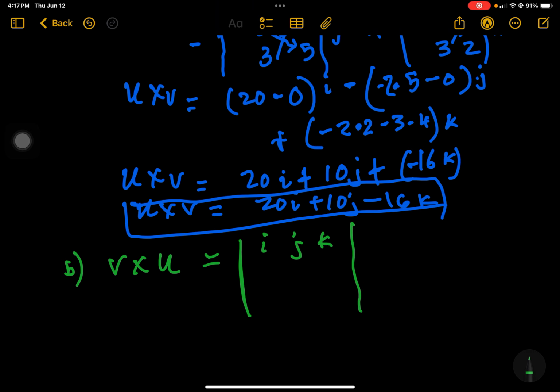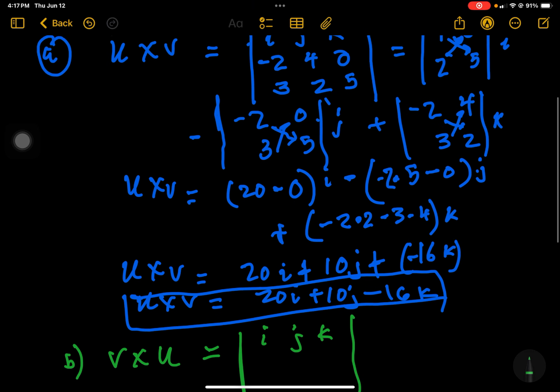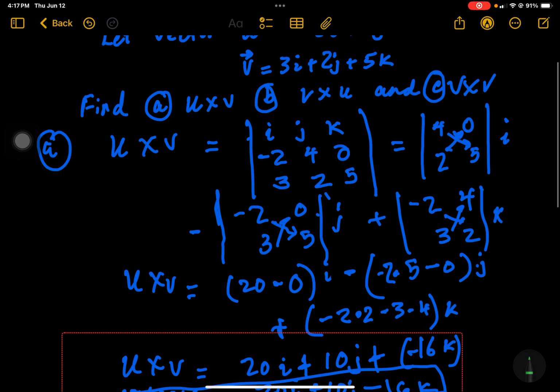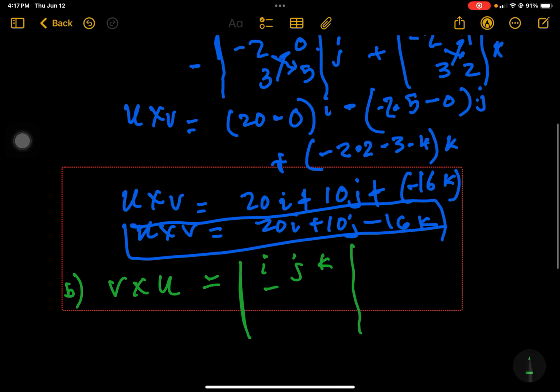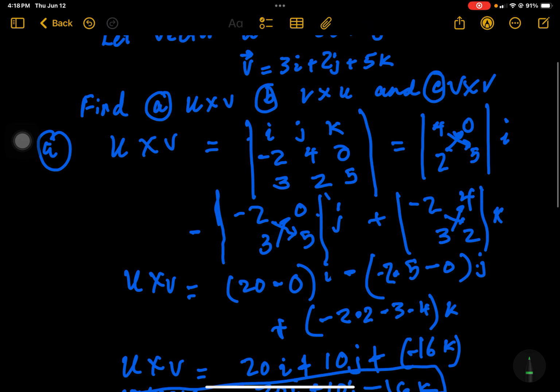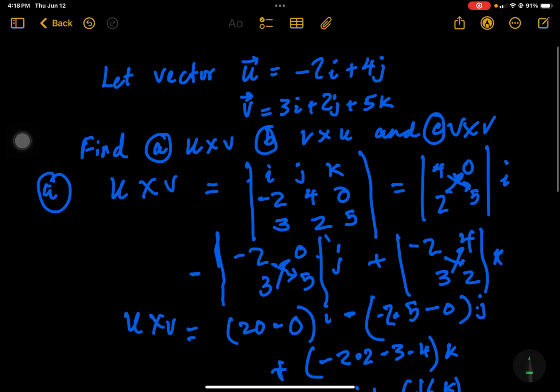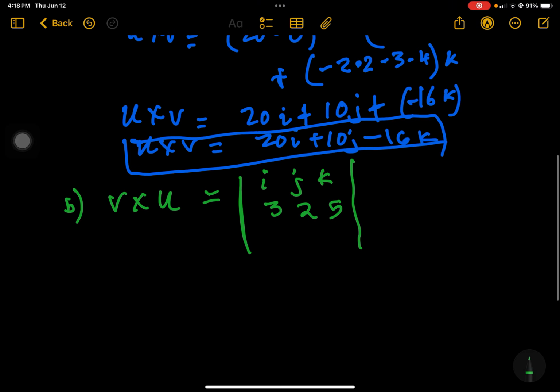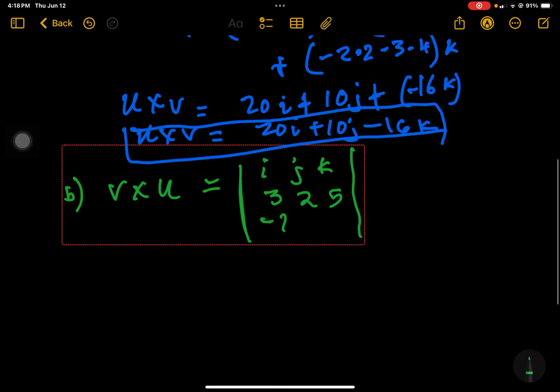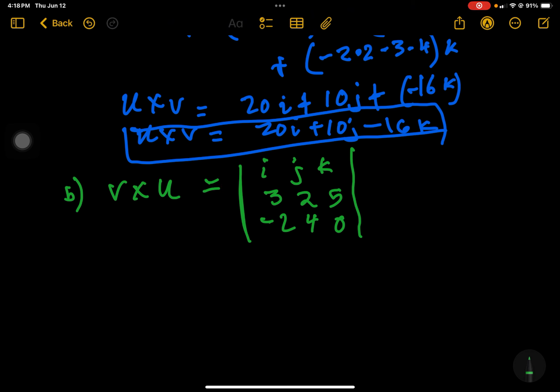Again, it is a determinant. If you look at vector V, it is 3, 2 and 5. And for vector U, the next line is minus 2, 4 and 0. Now again, just like before, find the determinants.